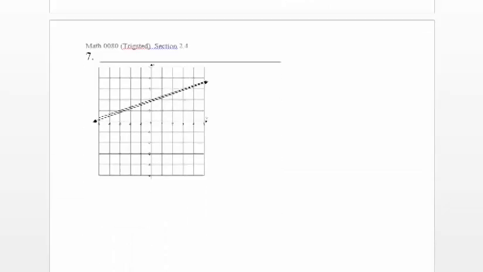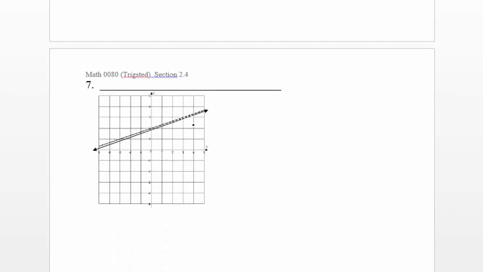All right, let's look at number 7. Here we have a line where we see that our y-intercept is 2, the point (0, 2). So b is 2.